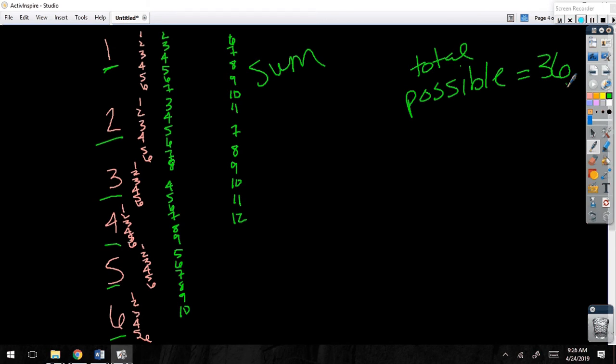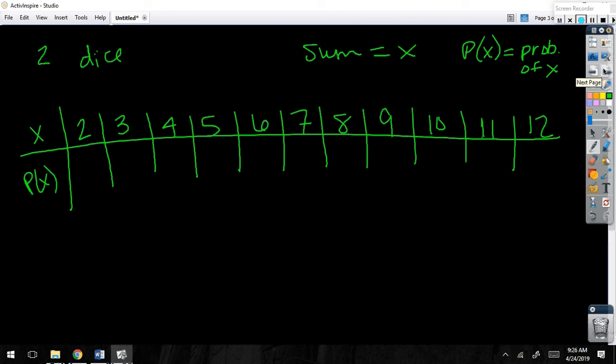We said 2 was the smallest possibility. How many times does 2 occur? 1. So the probability of getting a 2 when you roll 2 dice is what? 1 over 36. How many times does 3 occur? So the probability of getting a 3 is? We're going to leave it right like this right now. You can simplify and you would simplify, but right now I want you to see that the probabilities are all going to add to 100%.